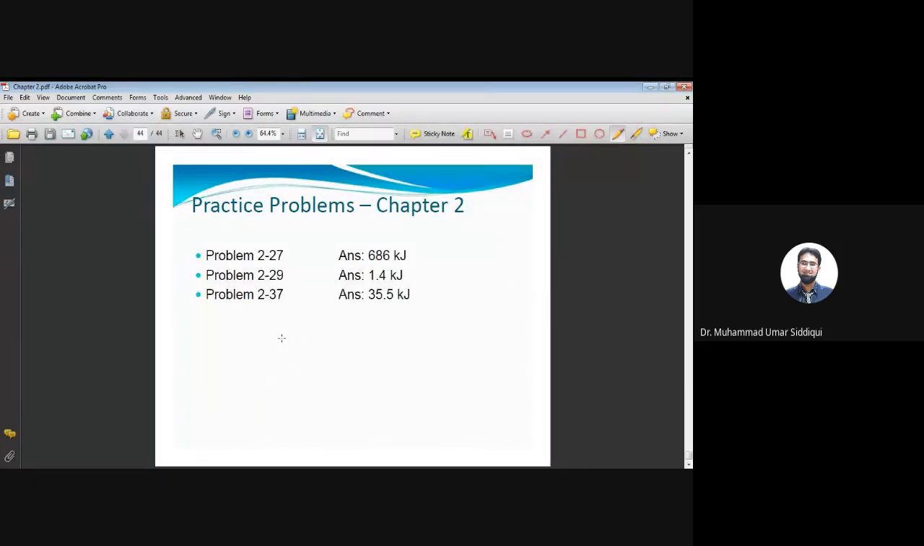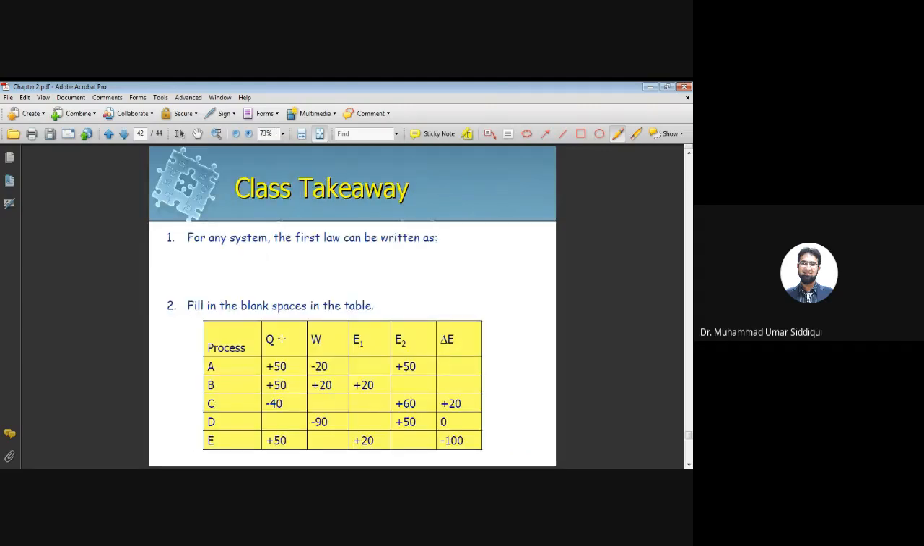I have already provided you the solution of the practice problems, just so that you can practice yourself. You can see different variations of the problems. So with this, our chapter number 2 is finished. Is there anything within this chapter, theoretical concept, numerical solution, anything which is not clear, please ask.